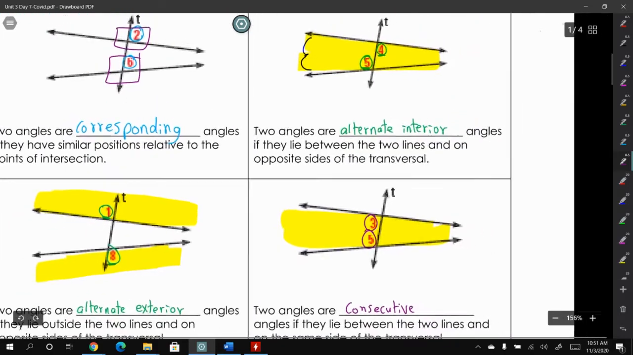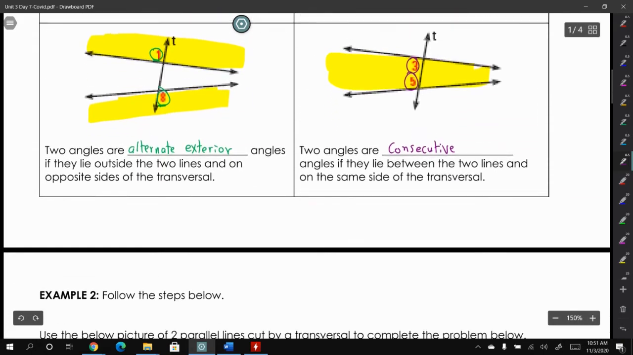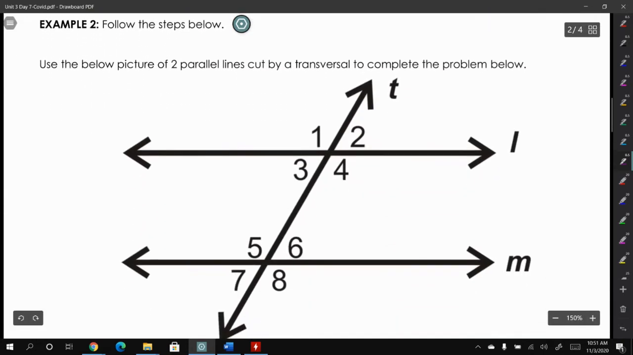So these are the four relationships that we're going to be talking about today, and these are super important in this unit and the next unit, and basically for the rest of geometry, these things are going to be coming up. So let's look at the next page.